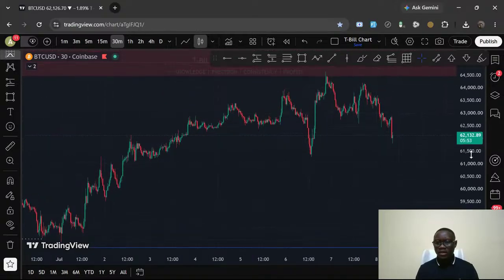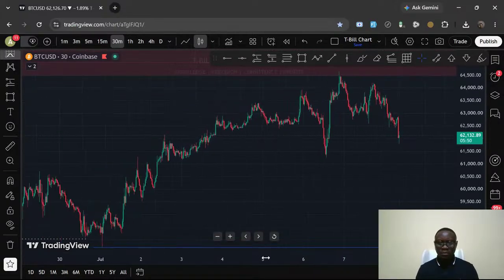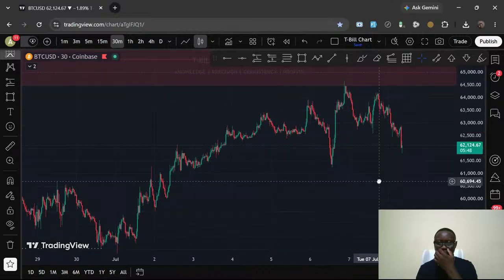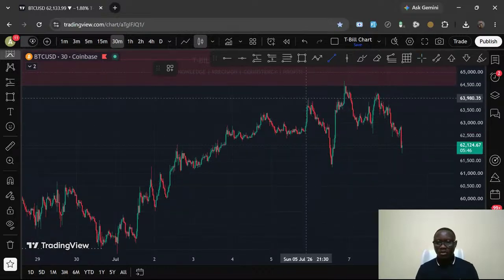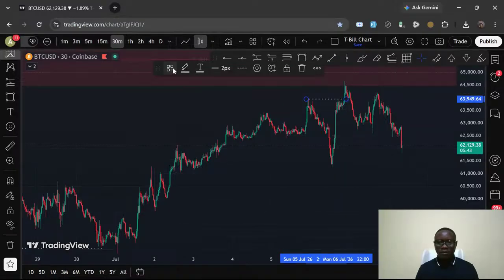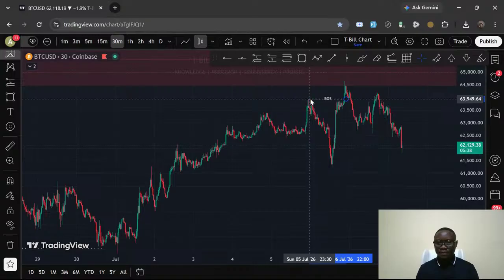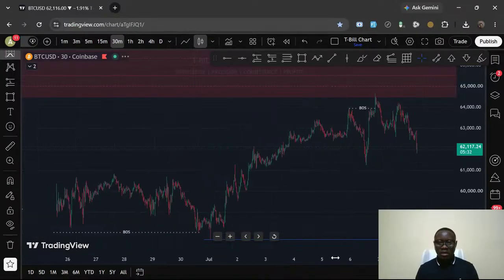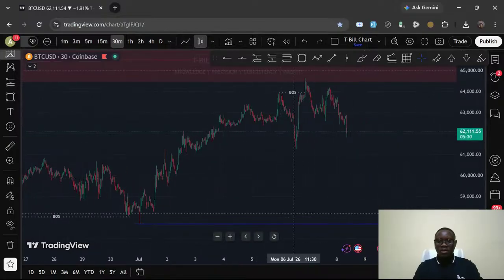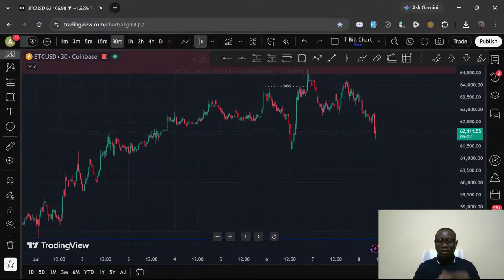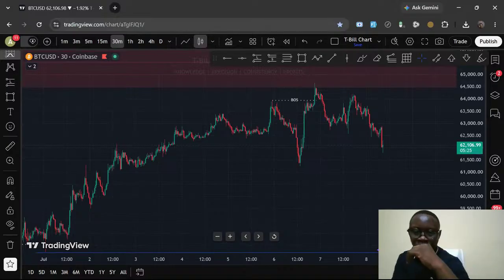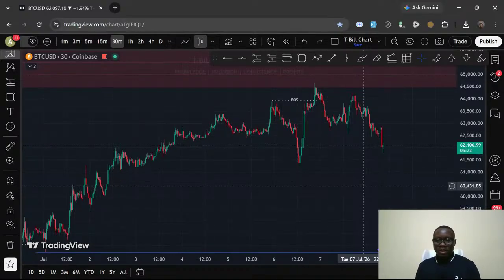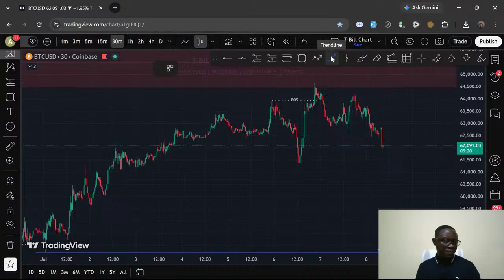Okay, so from here, this was the last break of structure to the upside before price tapped into the zone, right? So if that is the last break of structure, then I would expect a market shift at this zone. One minute, guys, please.